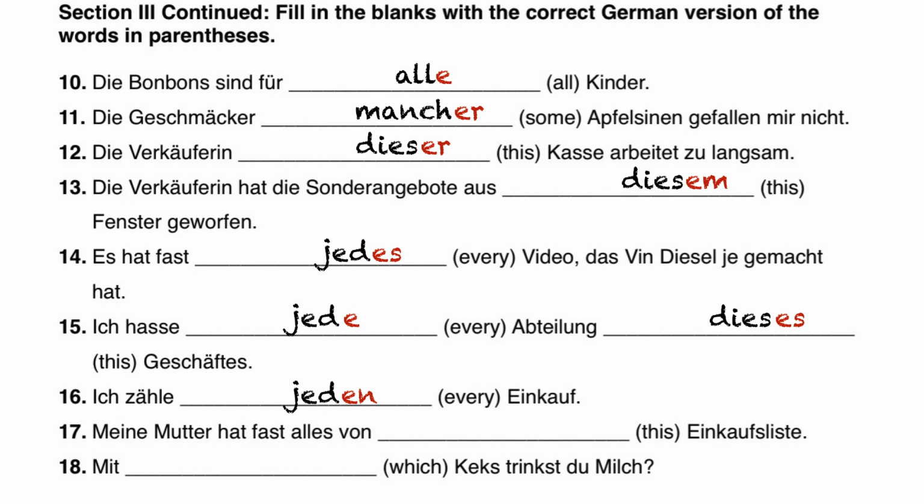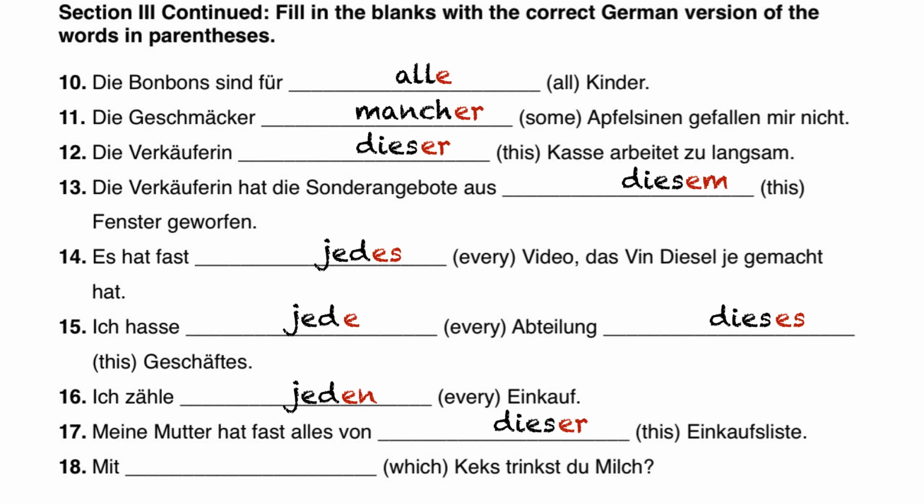Meine Mutter hat fast alles von something Einkaufsliste. My mother has almost everything from this shopping list. The word for this is dies, and then we have to have an ending to go with the von, which is dative, and the Einkaufsliste, which is the feminine form. So we have feminine dative, which is er, dieser. Meine Mutter hat fast alles von dieser Einkaufsliste. My mother has almost everything from this shopping list.